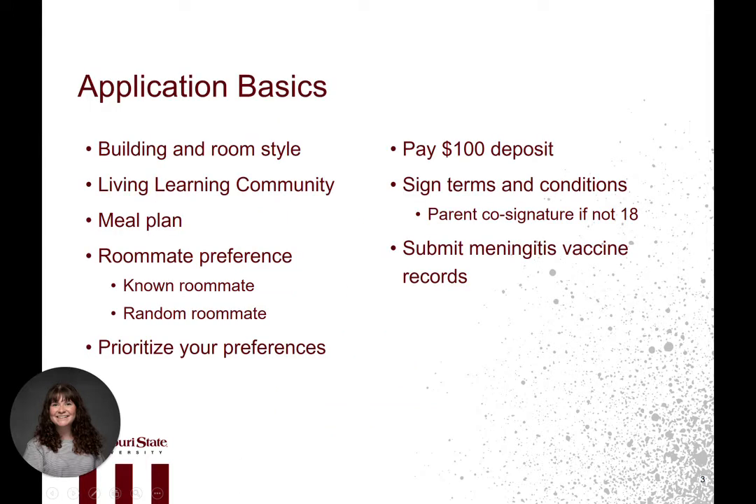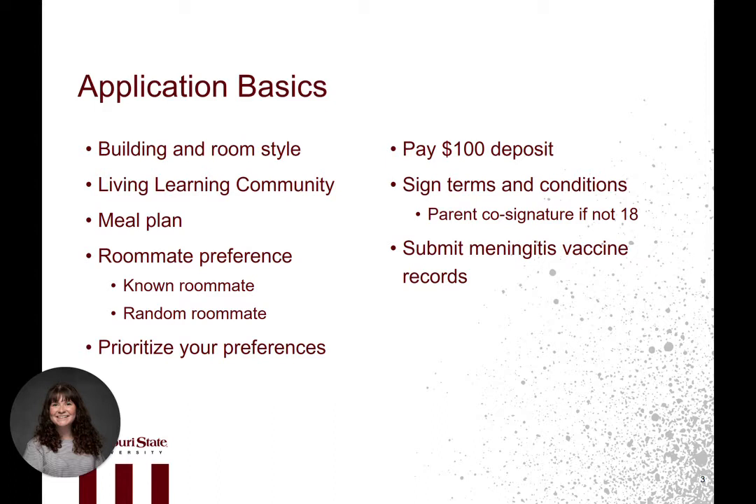So once you're in the application, there are several things that you'll answer. This includes your top building and your room style preferences. It'll include your living learning community preferences, your meal plan preferences, and your roommate preferences. If you don't have a roommate in mind, do not worry. This application does include a brief roommate matching questionnaire so that our housing office can help pair you with a great roommate.